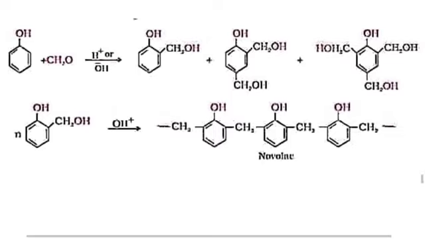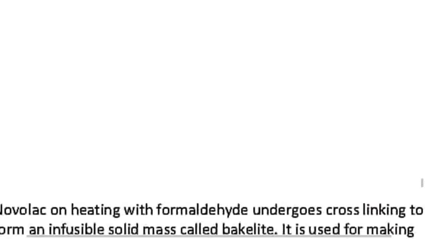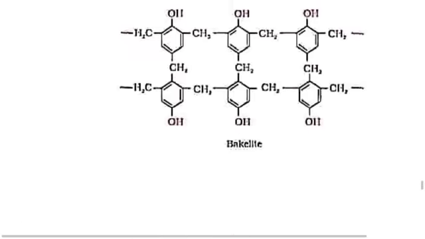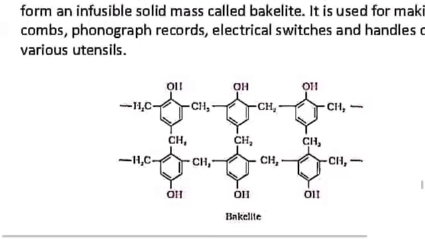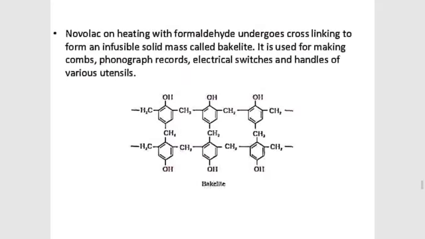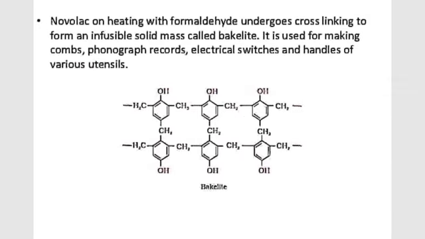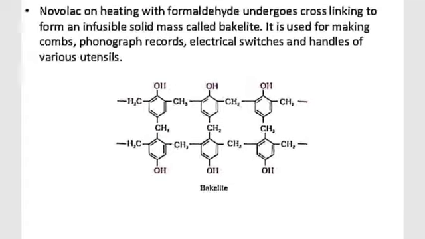You may also have the further cross-linking of Novolac to form a strong cross-linked polymer called bakelite. Novolac on heating with formaldehyde undergoes cross-linking to form an infusible solid mass called bakelite. So when you take a linear chain Novolac and heat it, you get an infusible solid mass called bakelite which is a cross-linked polymer. You can see many cross-links taking place.